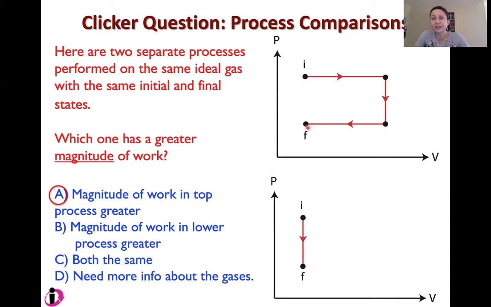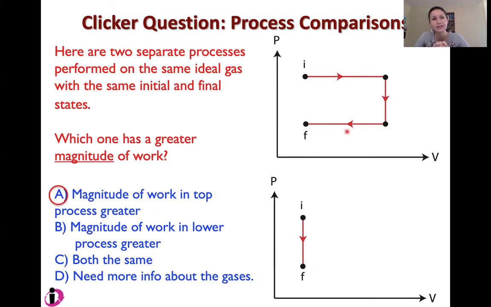We kind of already looked at this in the first clicker question. Let's think about the sign here. So here we have an increase in volume. What does that mean? Negative work. It has a bigger area than this process, which is the positive work, where the volume is decreasing, so the negative work dominates, has a greater magnitude.